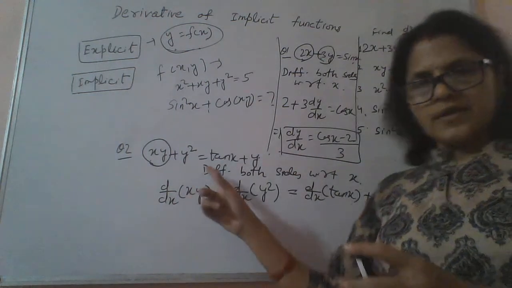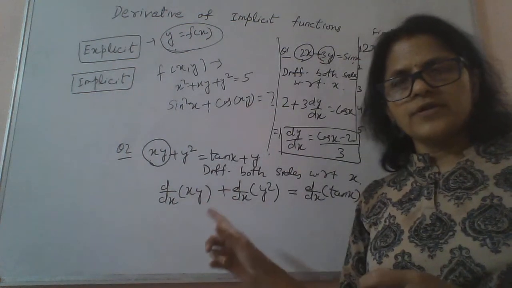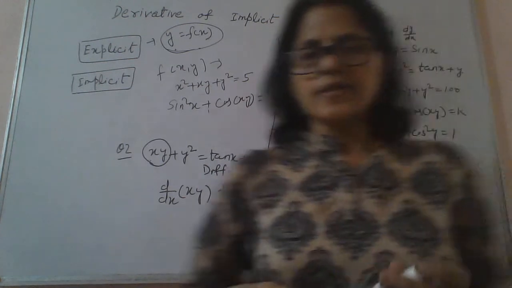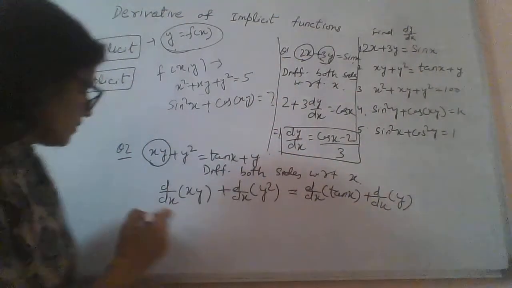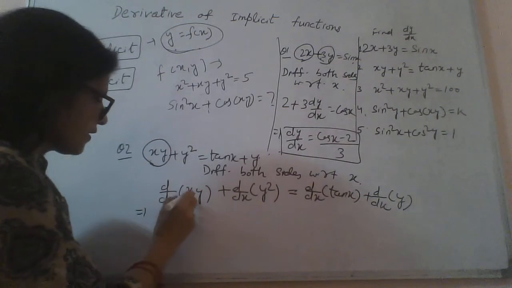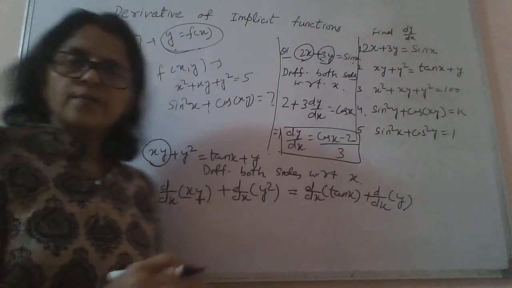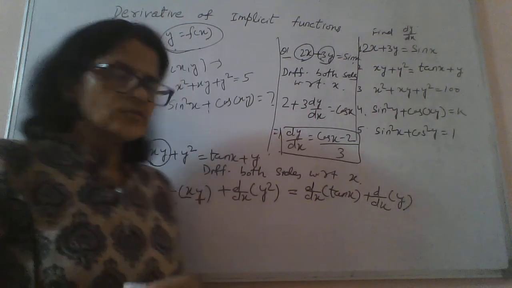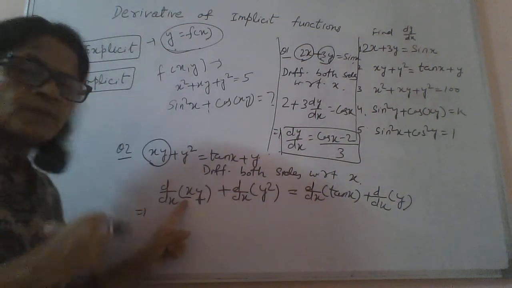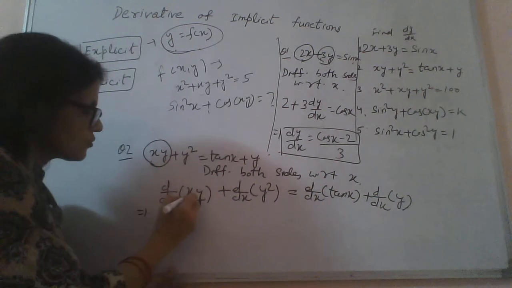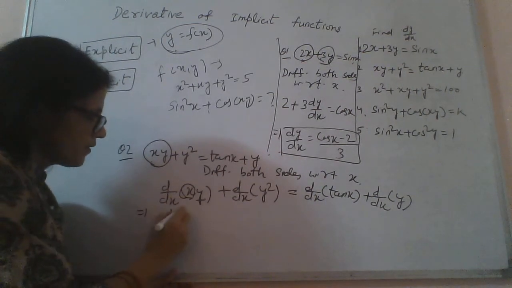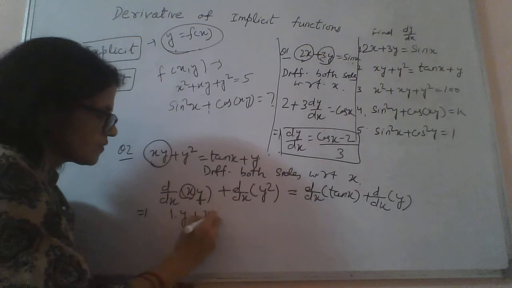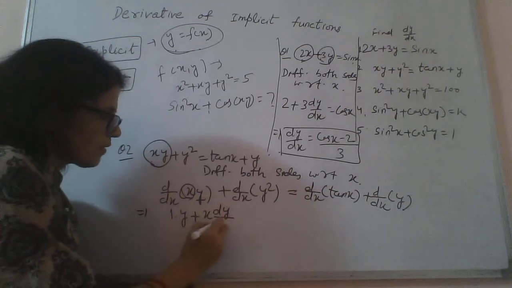Okay, so we can take d by dx of each and every term. Basically, we are taking it this way. Now, d by dx of xy. So, x into y, product of two functions. So, here the product rule of differentiation is to be used. So, derivative of x into y plus x into d by dx of y.